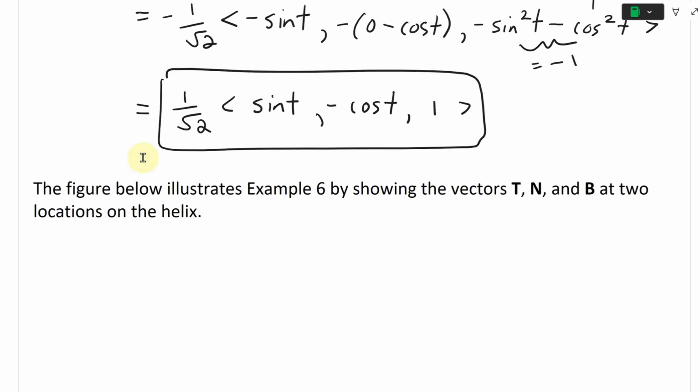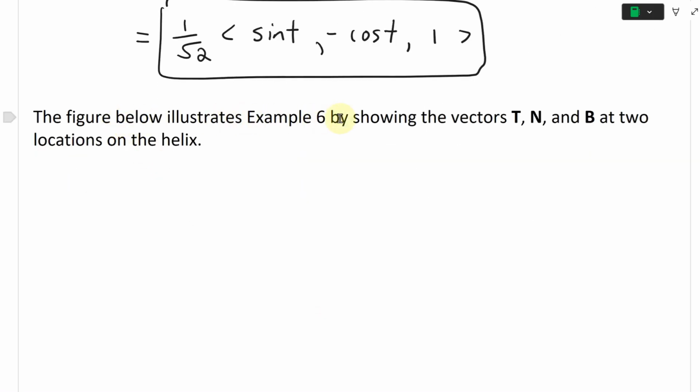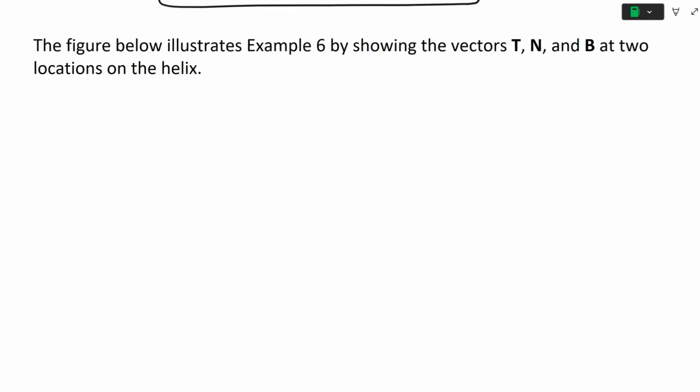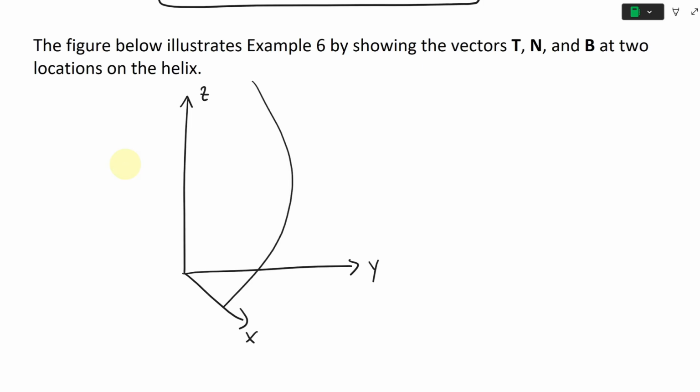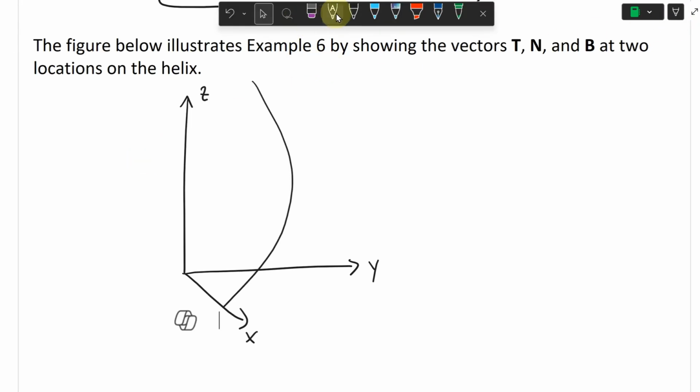All right, going further. The figure below illustrates example 6 by showing the vectors T, N, and B at 2 locations on the helix. I'll definitely use the screenshot in a bit, but I'm just going to graph this out. If this is z, this is what the calculus book does, this would be our x. They made it like this, so you get it from this view. This is our y. And then let's say we had a graph like this, and then it has the points, and I'll draw this in red now.